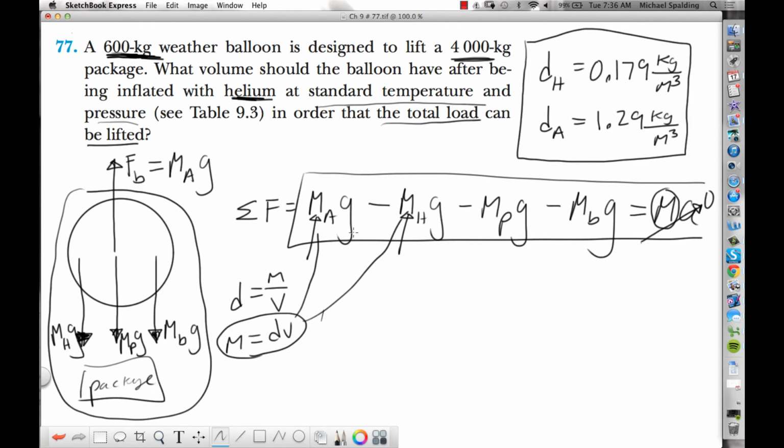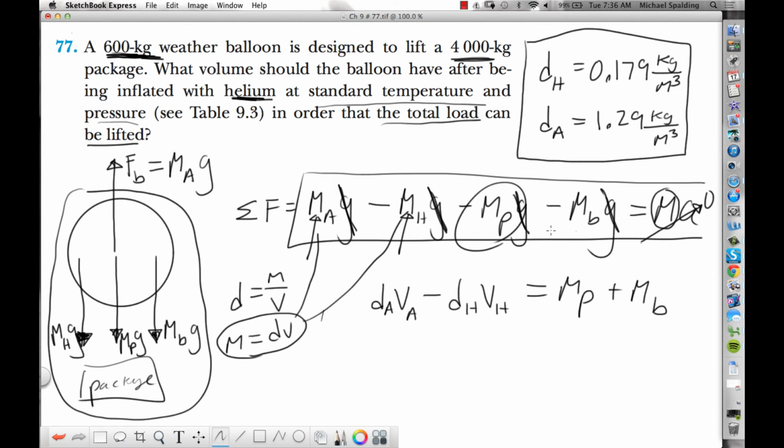Oh, and by the way, all the g's are going to cancel. The g's drop out. So plugging this in, we're going to have density of air times volume of air, minus density of helium times volume of helium, equals mass of package plus mass of balloon. I just took these and moved them across the equal sign.